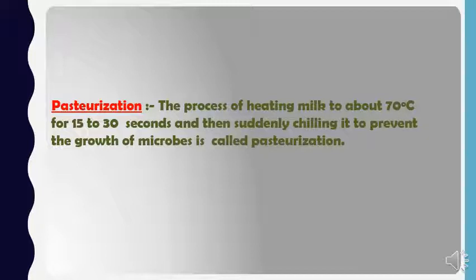Now the process of heating milk to 70 degrees for 15 to 30 seconds and then suddenly chilling it to prevent the growth of microbes is called the pasteurization process. So what basically we are doing over here is that we are heating something and then cooling it suddenly.